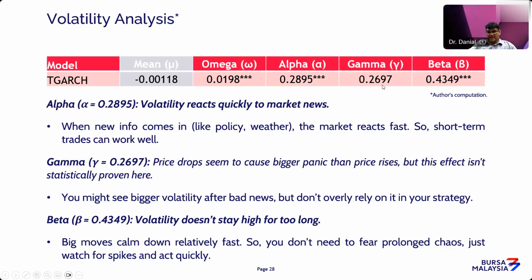Gamma is not really significant. We still need to know it, but not to focus too much on it. Price drops seem to cause bigger panic than price rises, but I see both. Last time I saw both sentiments, regardless of bullish and bearish, give almost the same magnitude. Beta 0.4349, volatility is there, but it won't stay high for long. The market will move. The market will always move.